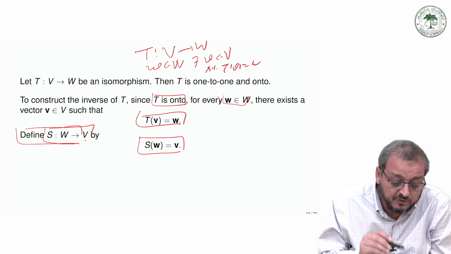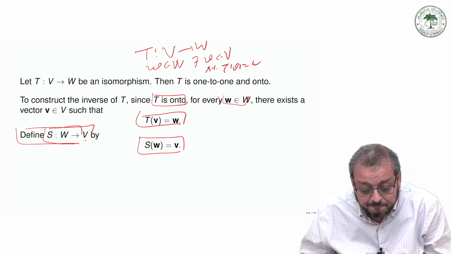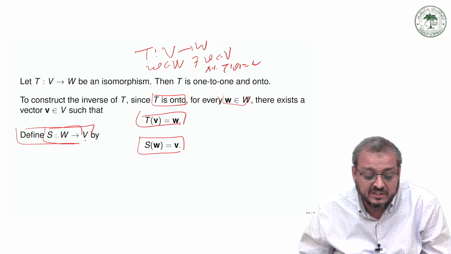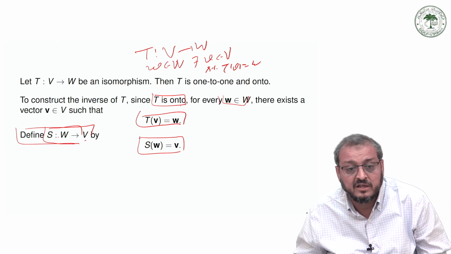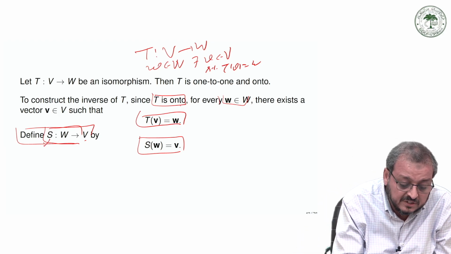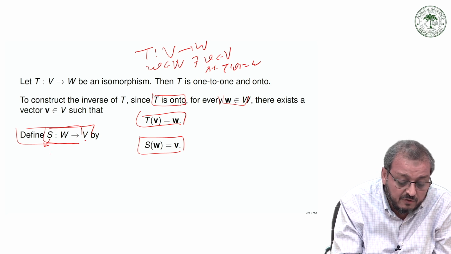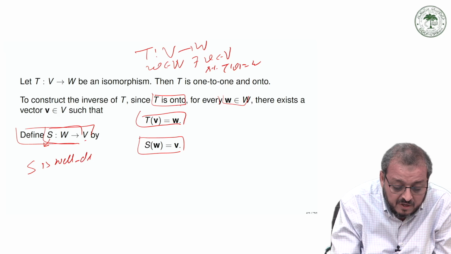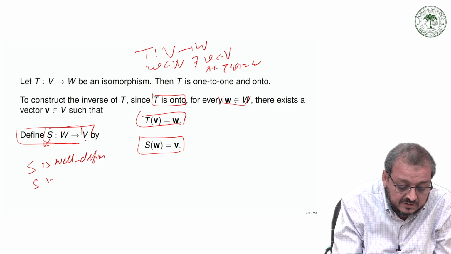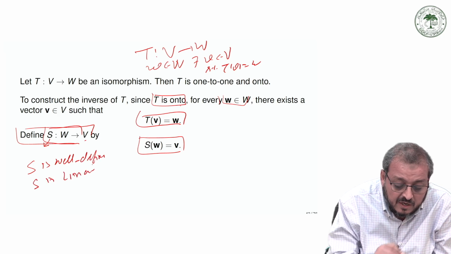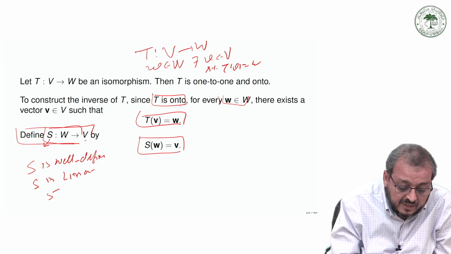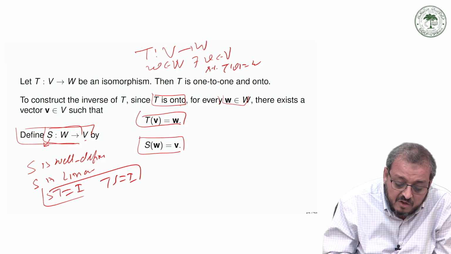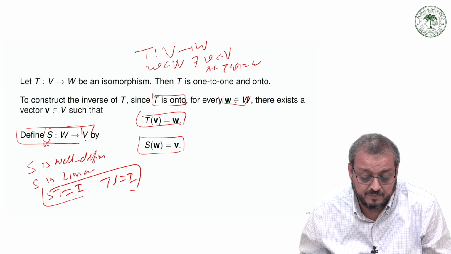So clearly, first we show that this S is well defined, and also we show that this S is linear. Then we can show that ST is equal to identity and TS is equal to identity, so that S is an isomorphism map.